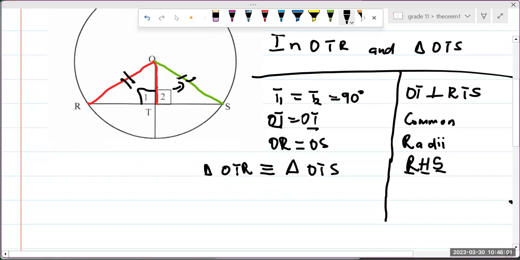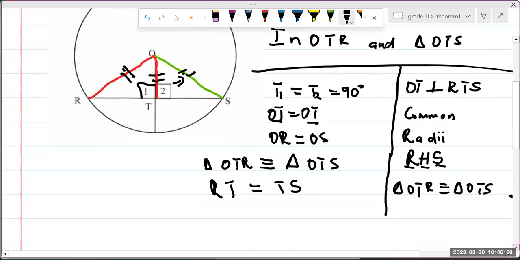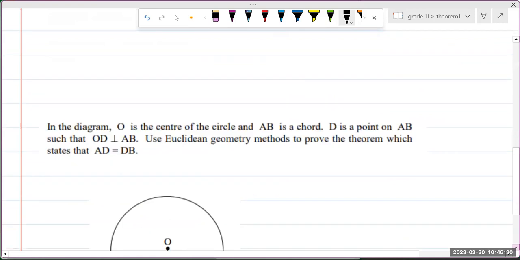Therefore, if these two things are congruent, this one is equal to this one. Can you see that? The only two people who are not equal are those two. Because these two triangles are congruent to each other, what remains is that RT is going to be equal to TS. The reason why we are saying that is because triangle OTR is congruent to triangle OTS. This is the formal proof of how we prove this one.